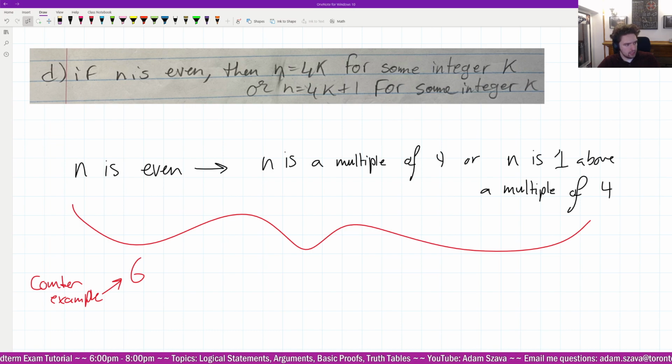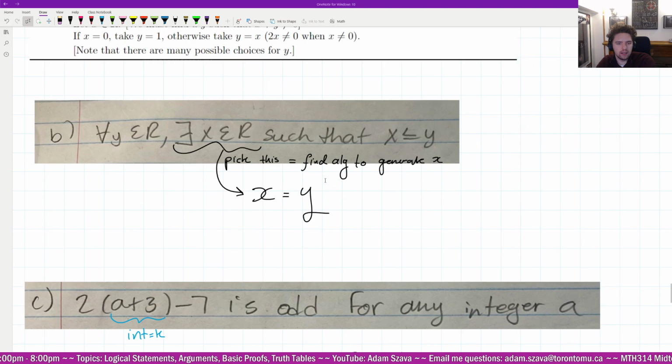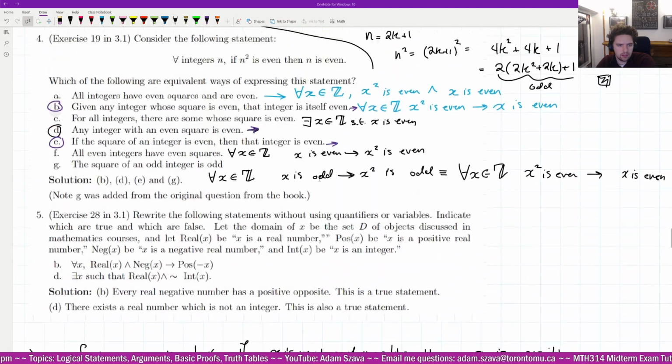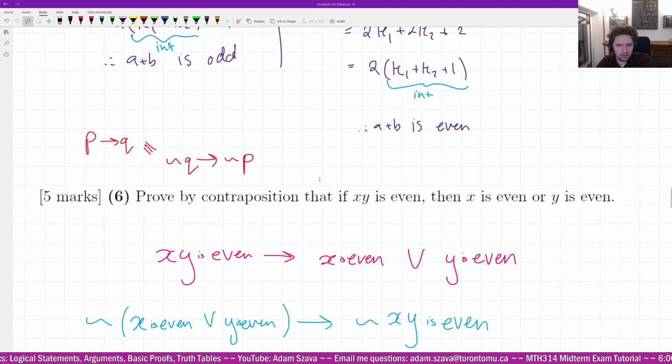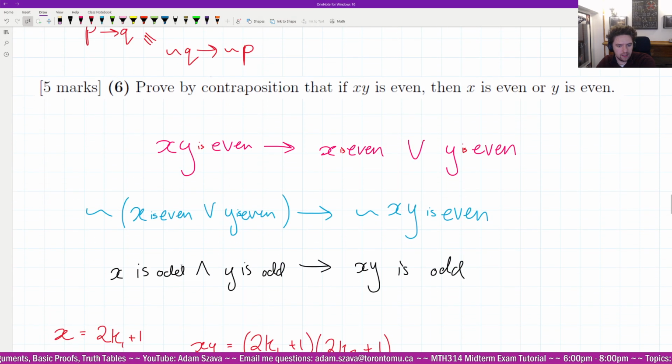Let's get the last one done here. Oh no, we did this already. If xy is odd. Oh. Well.